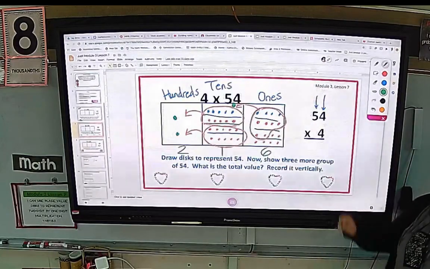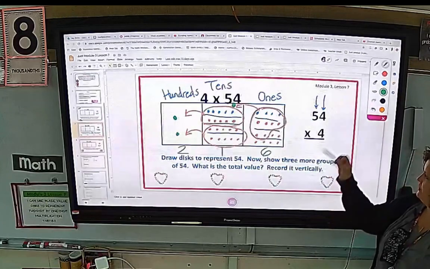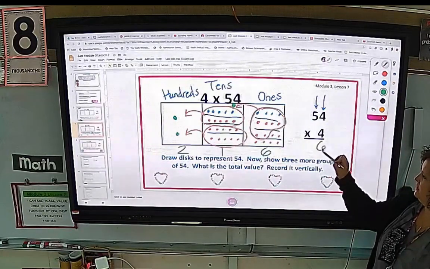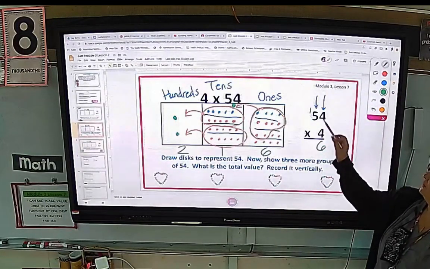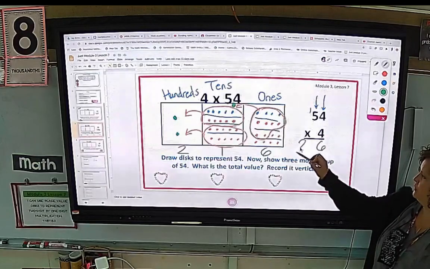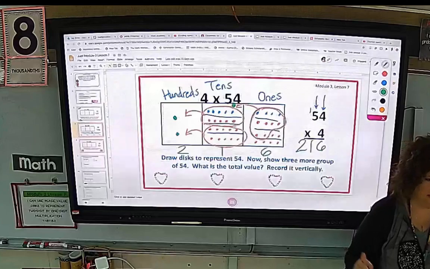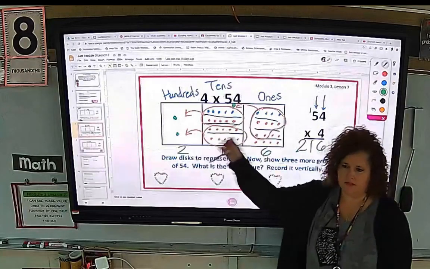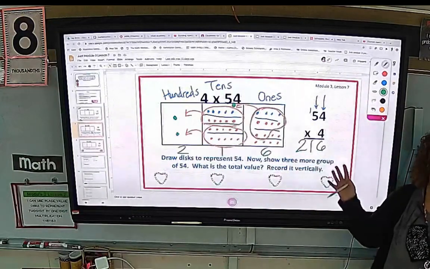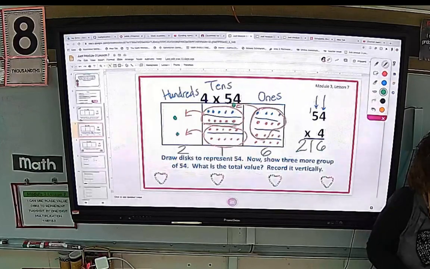If we were to work this out the standard algorithm way, 4 times 4 is 16. I would carry the 1. 4 times 5 is 20, plus 1 more is 21. Now, which of those 2 ways, this way took me a few minutes, this way took me a few seconds. Which way is more efficient?